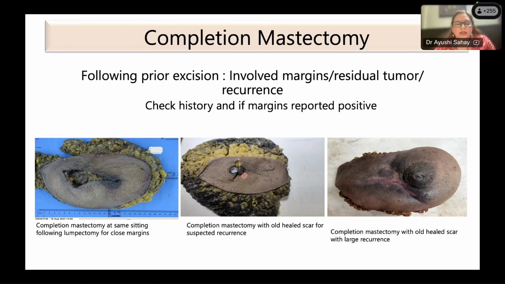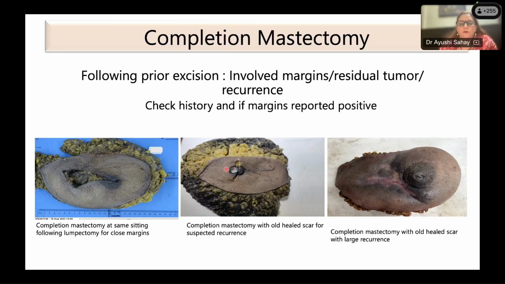Now, this is another specimen in which a surgery was done prior, maybe a lumpectomy or a wide excision, and there is an old healed scar, and the specimen has been excised for a suspected recurrence. So here you have to again check the history and see if any margins were reported positive or close, and the recurrence of the tumor is most likely going to be somewhere below this scar, or in addition there sometimes might be a recurrence somewhere else in the breast.